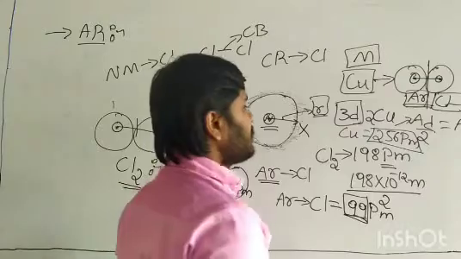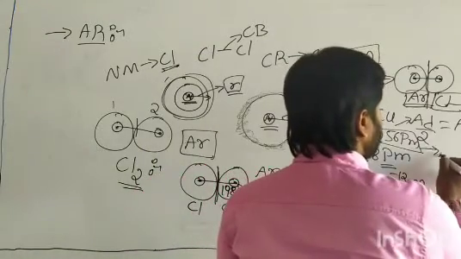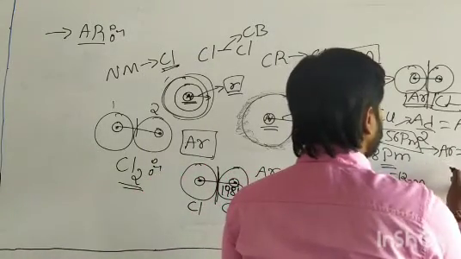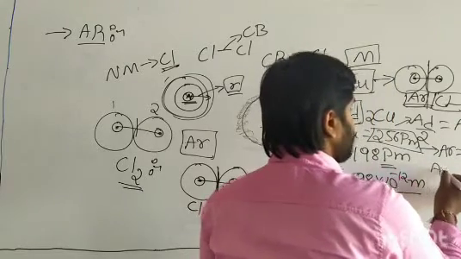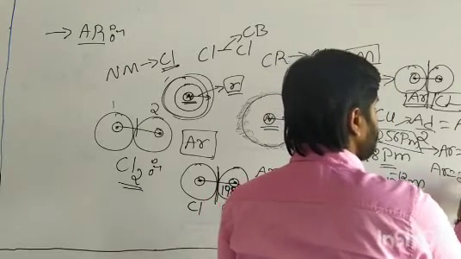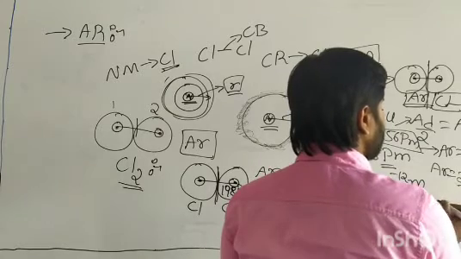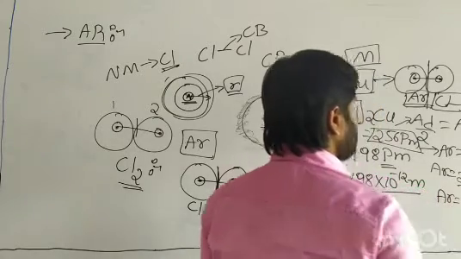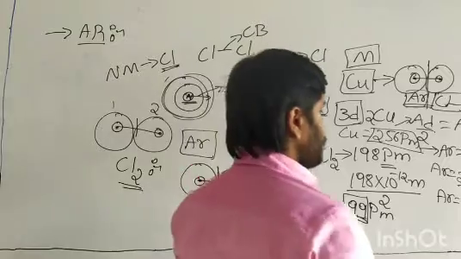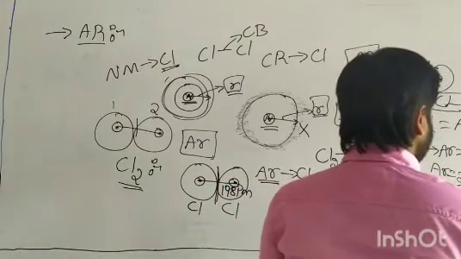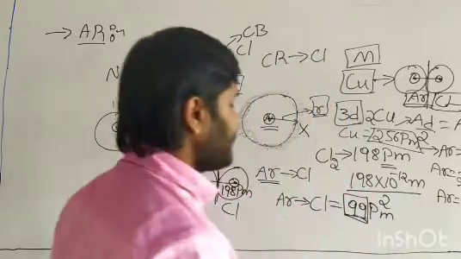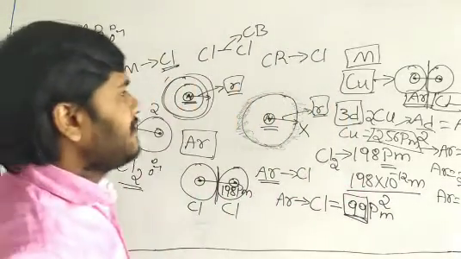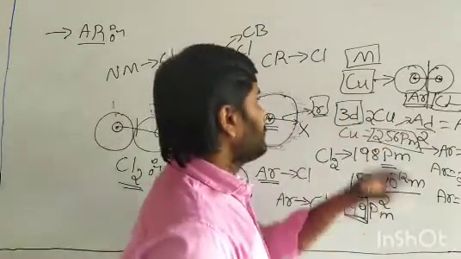Okay. Here, to get an atomic radius, what we will do is atomic distance divided by 2. Then atomic radius is equal to 256 divided by 2. Then your answer is what? Atomic radius is equal to 128. Right? 128 picometer. Did you get this, guys? This is how we will calculate the atomic radius.